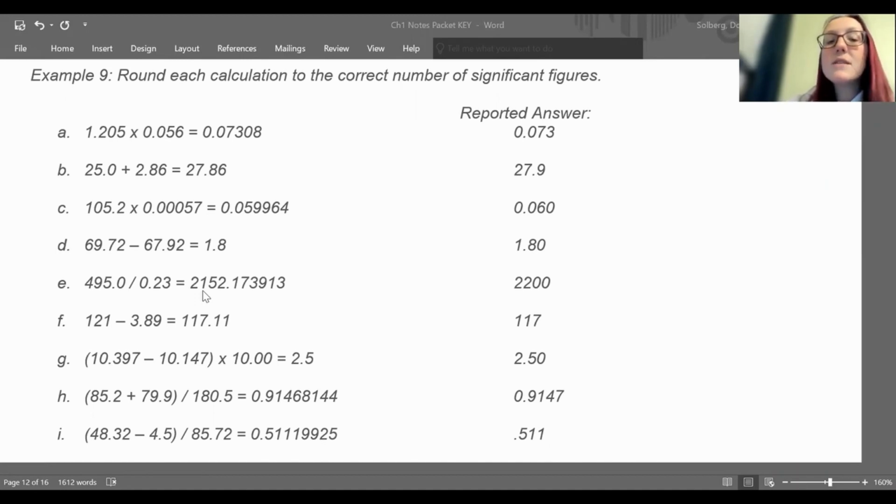Okay, 2,152 does not round to 22. It does round to 2,200. So you can put those zeros there as placeholder zeros. Now this answer has two significant digits, and that is how you would round it.